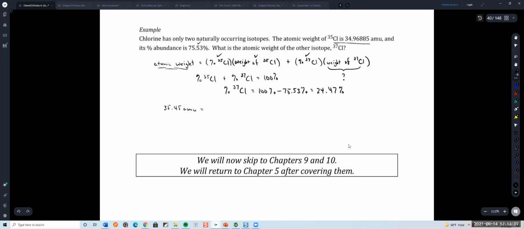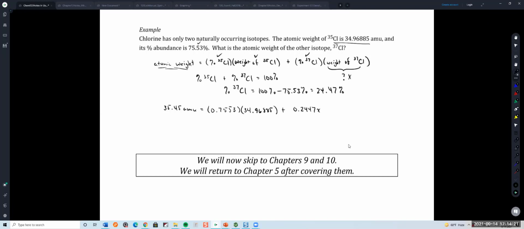AMUs. So the percent of chlorine 35 as a fraction, as a decimal, is 0.7553. And the weight of that is 34.885, plus, I don't even need a parenthesis there, 0.2447. And since it's unknown, we'll call it X. Okay, so let's call this X. So we just have to solve.